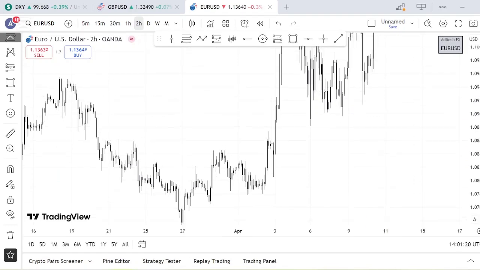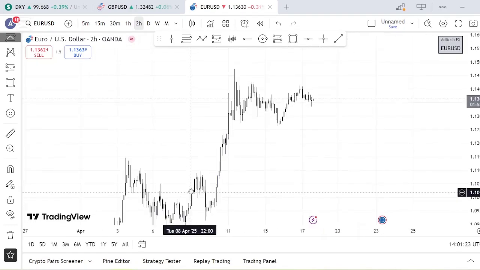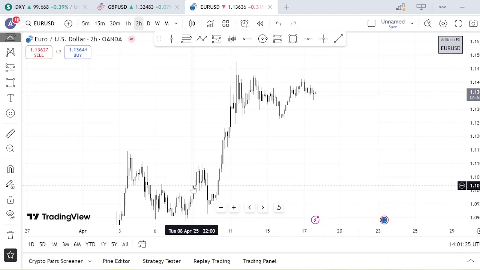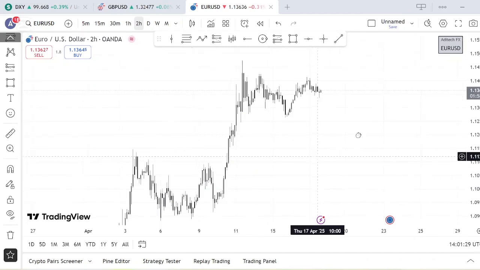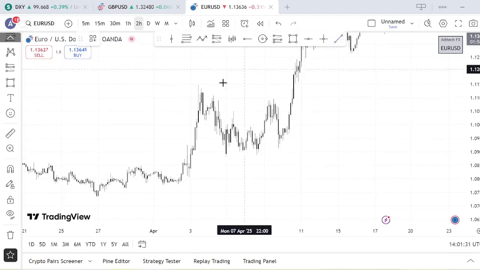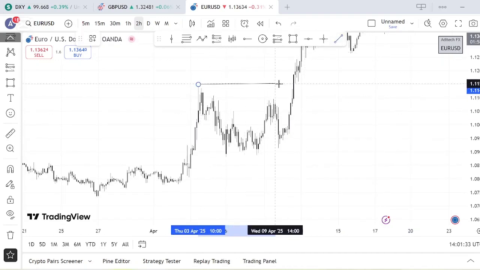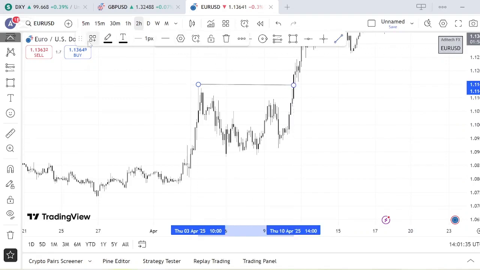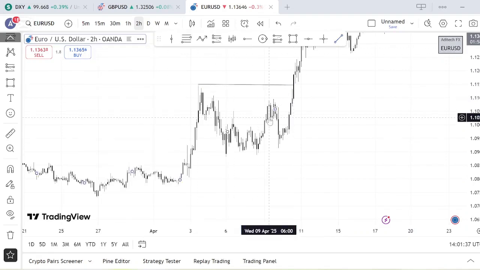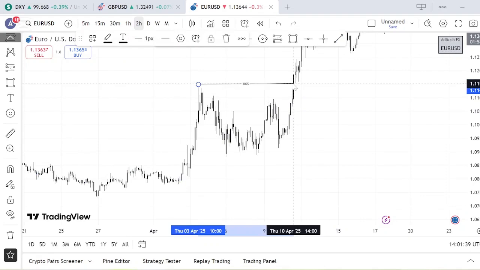So based on the current trend of the market, this is Euro USD. Based on the current trend of the market, we are obviously bullish, right? We're in an uptrend, price is breaking structures to the upside. This is a break of structure, right? So this is how you mark it out on the charts. So this is a break of structure.